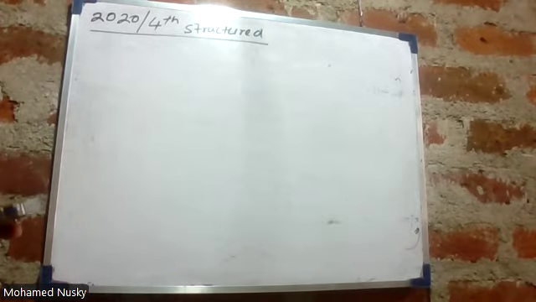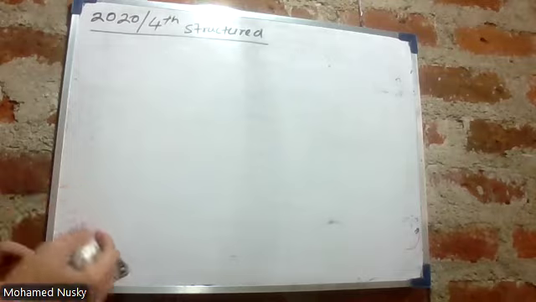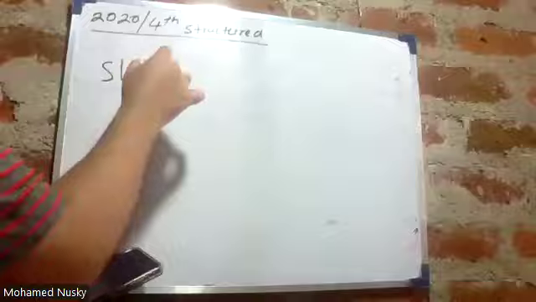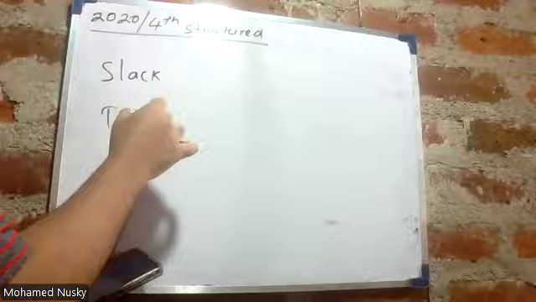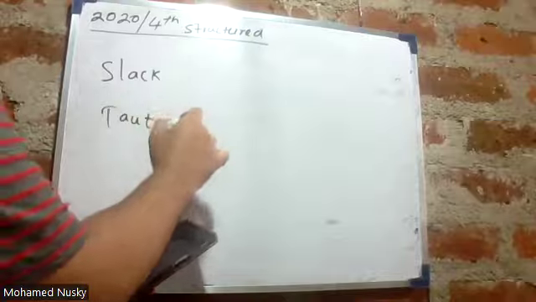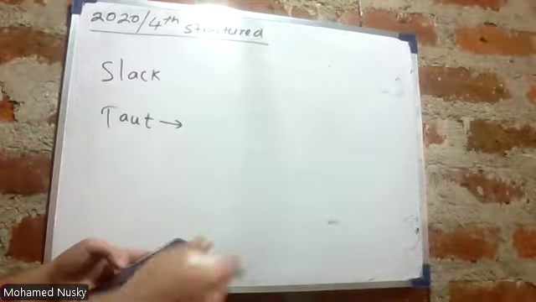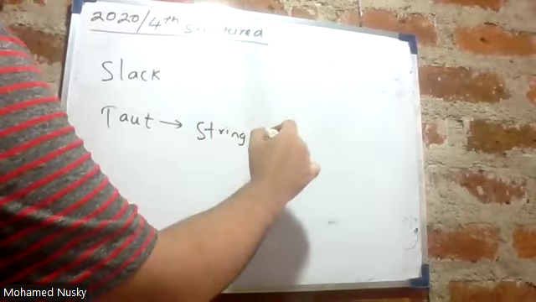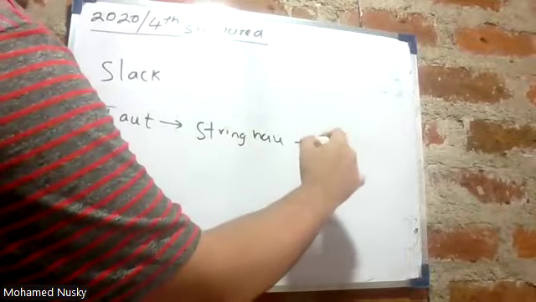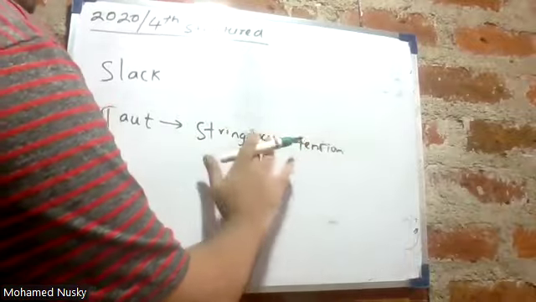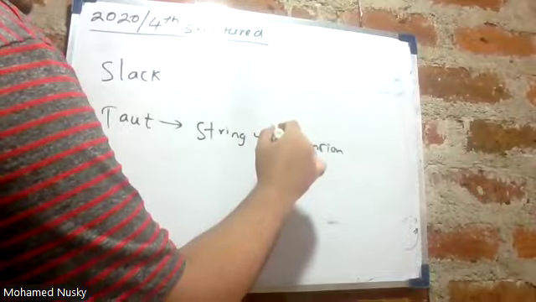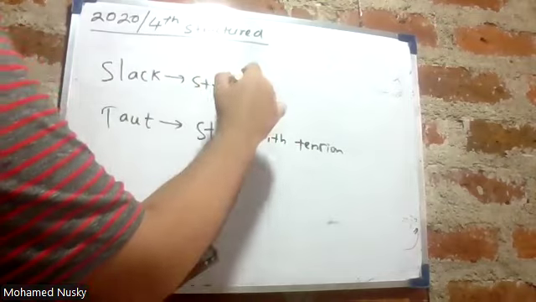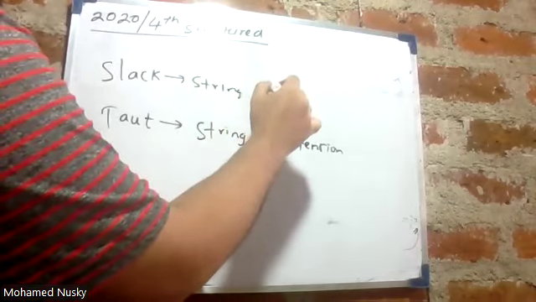Okay, before reading the questions, you should know what is slack string and taut string. What is slack and what is taut? Taut means the string is in tension. Taut means string with tension. What is slack string? String without tension.